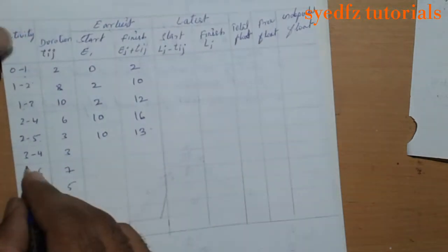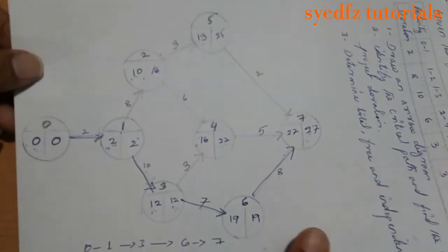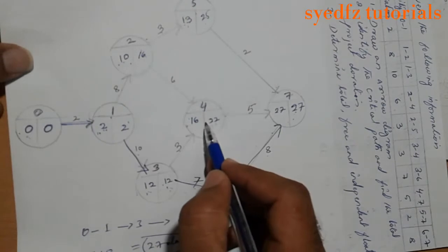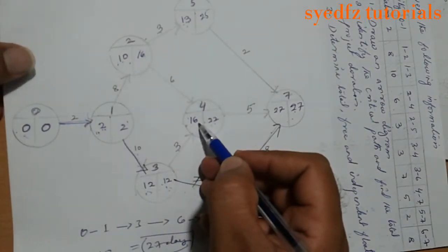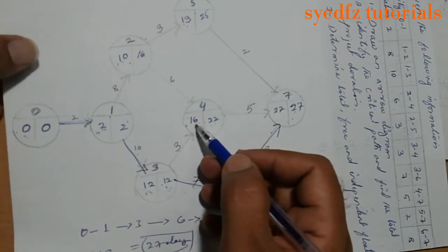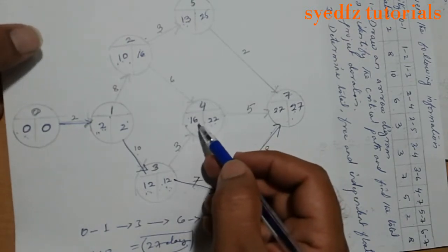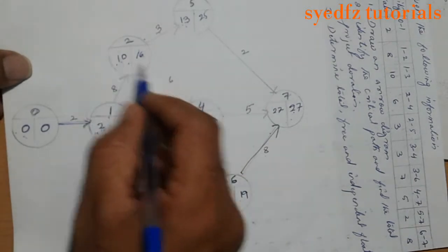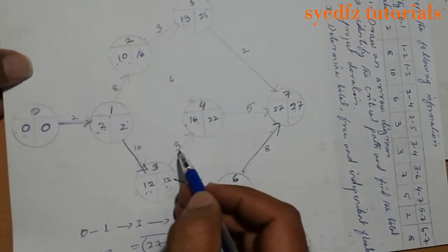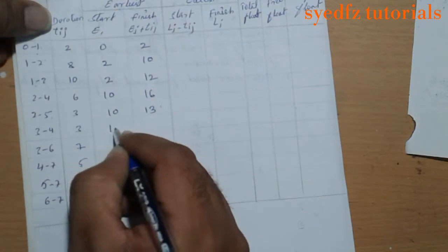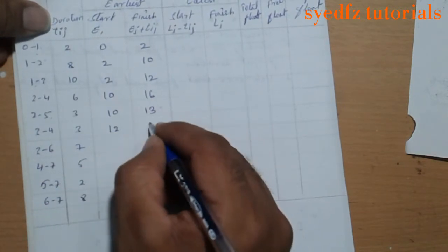3 to 4, look, it's 12. 12 plus 3 is 15. But we got 16 here. How do we calculate this? We have to calculate from here. So start on 12, add these 3, we get only 15. So right here, started on 12, but with adding it became 15.